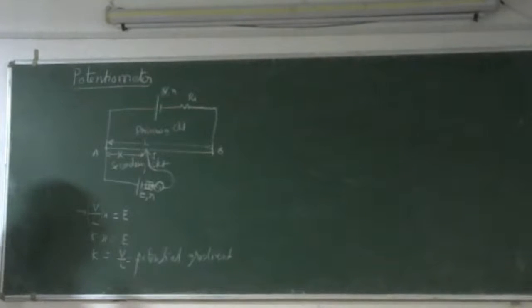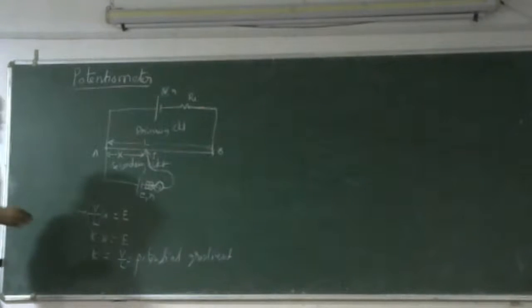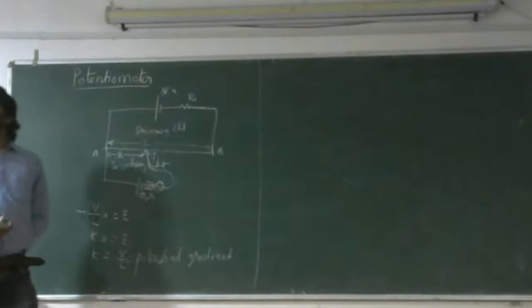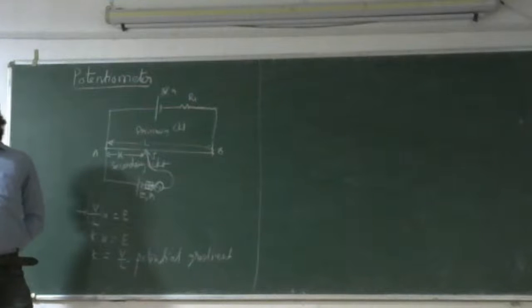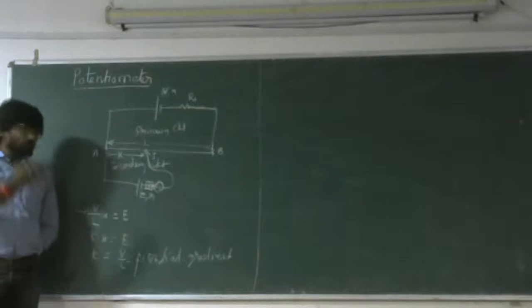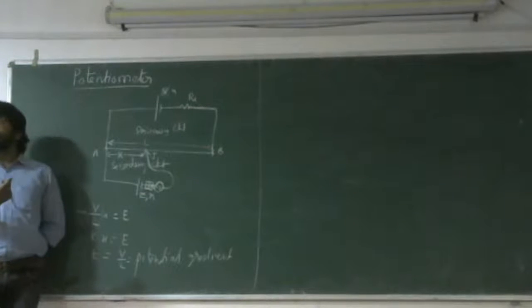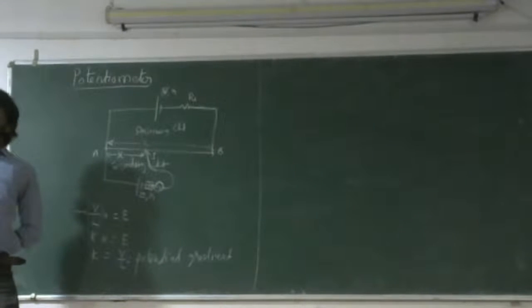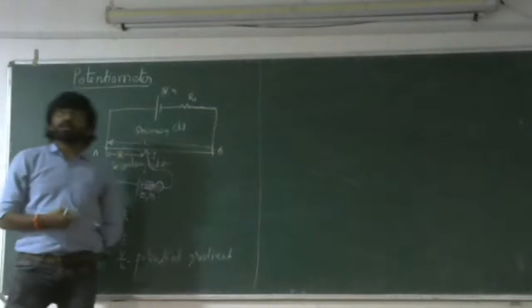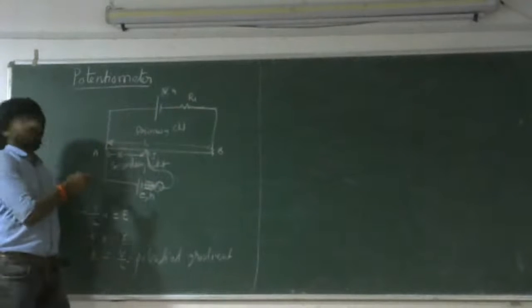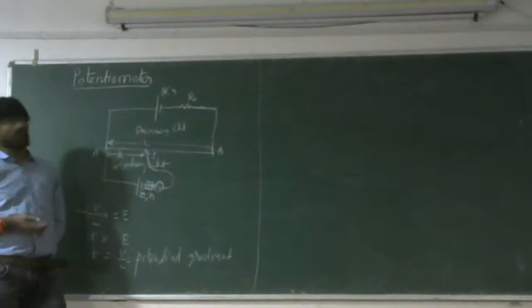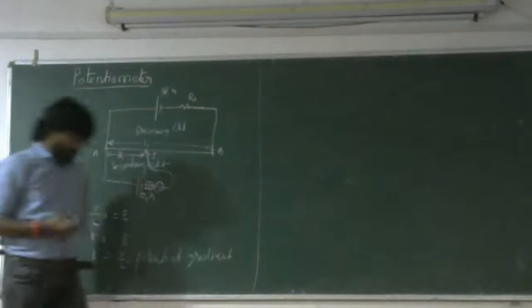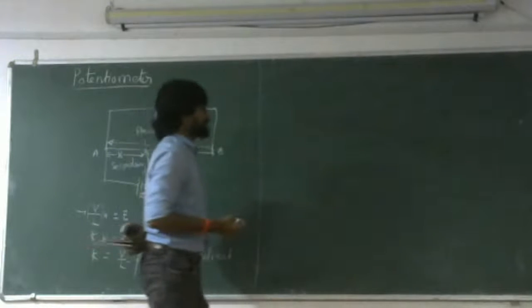This is the basic idea of what we call a potentiometer, and it is used for different purposes. The main uses of this potentiometer are to calculate the EMF of a cell, to compare the EMFs of two cells, and also to find the internal resistance of a cell. How? Let us see briefly, then you can work out some numericals based on different concepts.